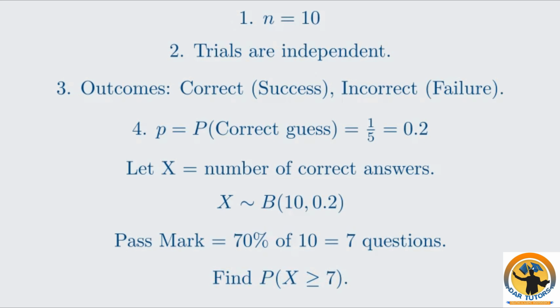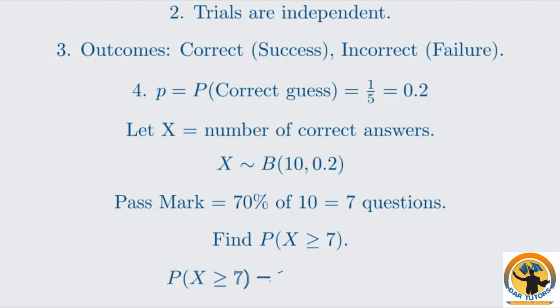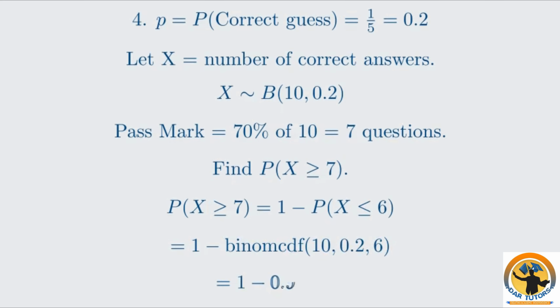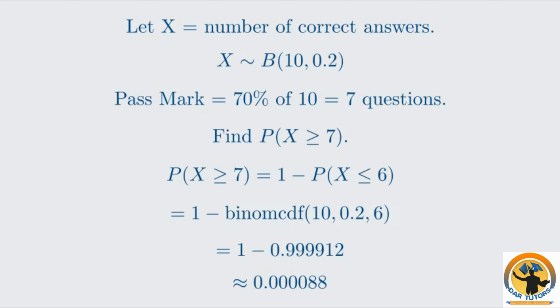Most calculators don't have a direct greater than function. Instead, we use the complement rule. The probability of getting at least 7 correct is 1 minus the probability of getting at most 6 correct. So P(X ≥ 7) = 1 − P(X ≤ 6). This is 1 minus binomcdf(10, 0.2, 6), which is approximately 0.0009. This means there's a very, very small chance of passing by random guessing.